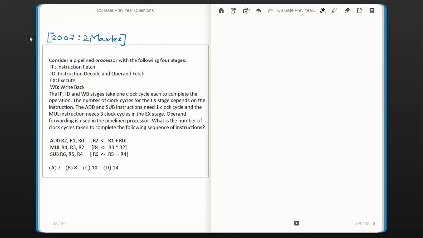Hello everyone. Here is our next question in computer organization from the topic instruction pipelining. This question was asked in the year 2007 for 2 marks.